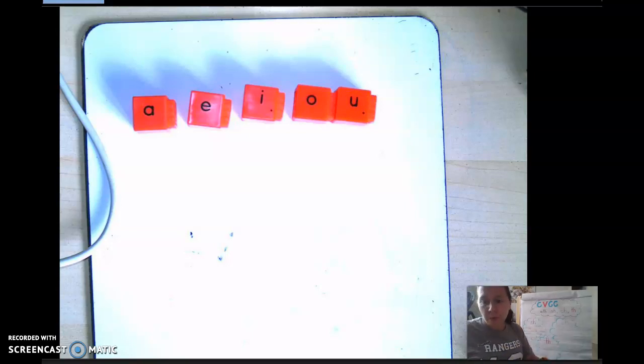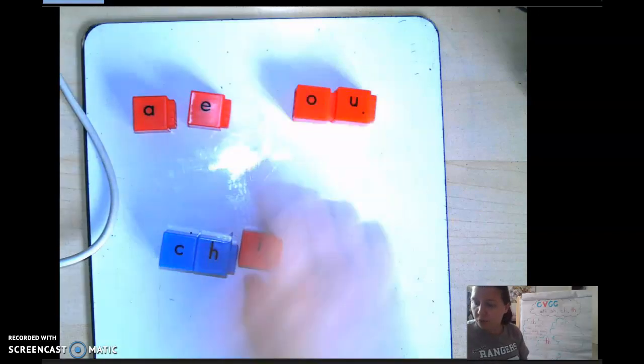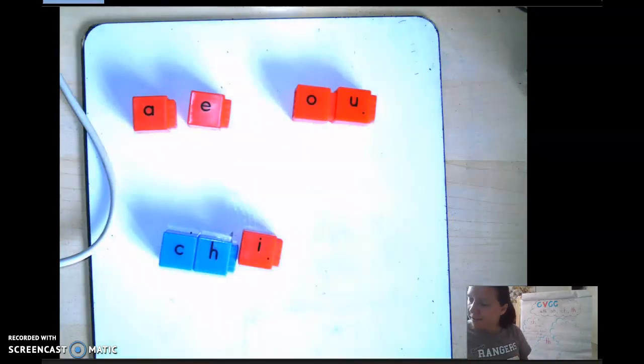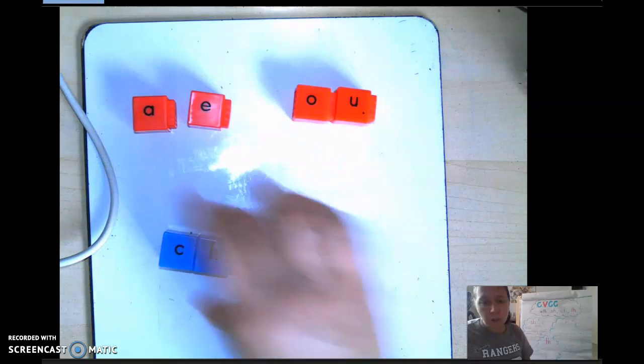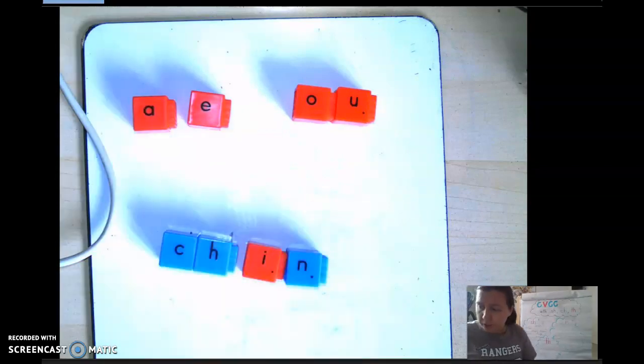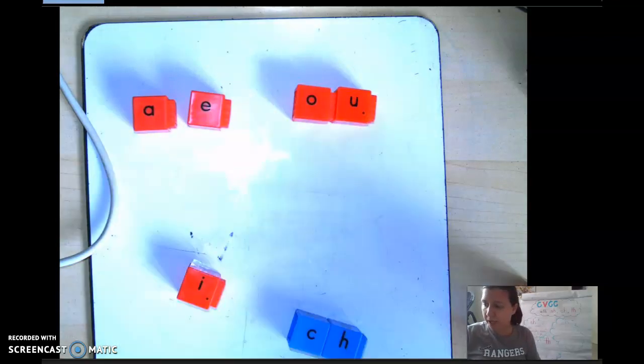Okay? Today what we're going to do is work with a new digraph, which is the ch one. You might recognize the ch from when we were putting the ch sound at the very beginning of our words. For example, ch, i, n, chin, chin, right? What we're going to do today is try to put the ch at the very end of this, okay?